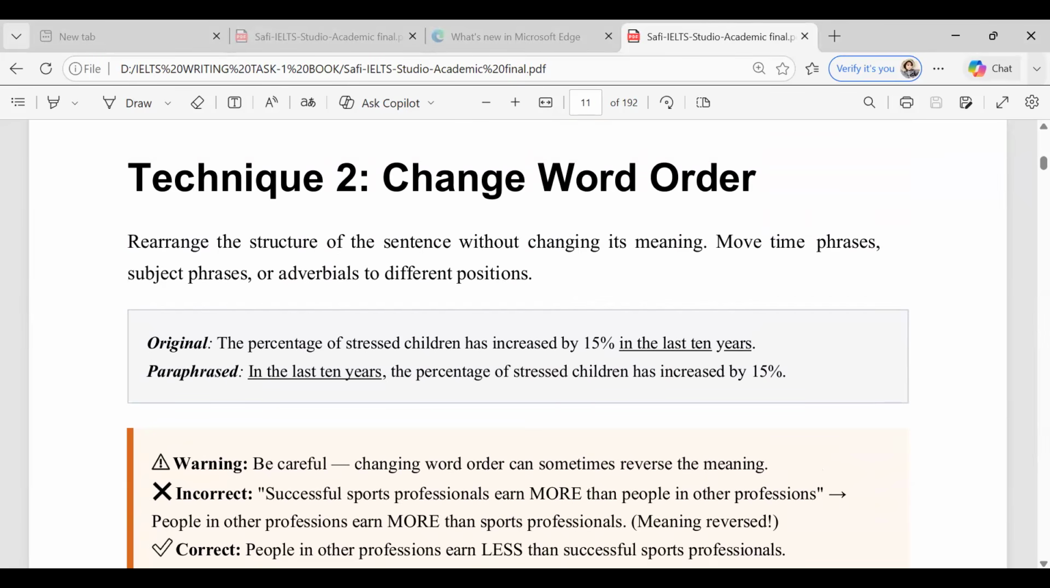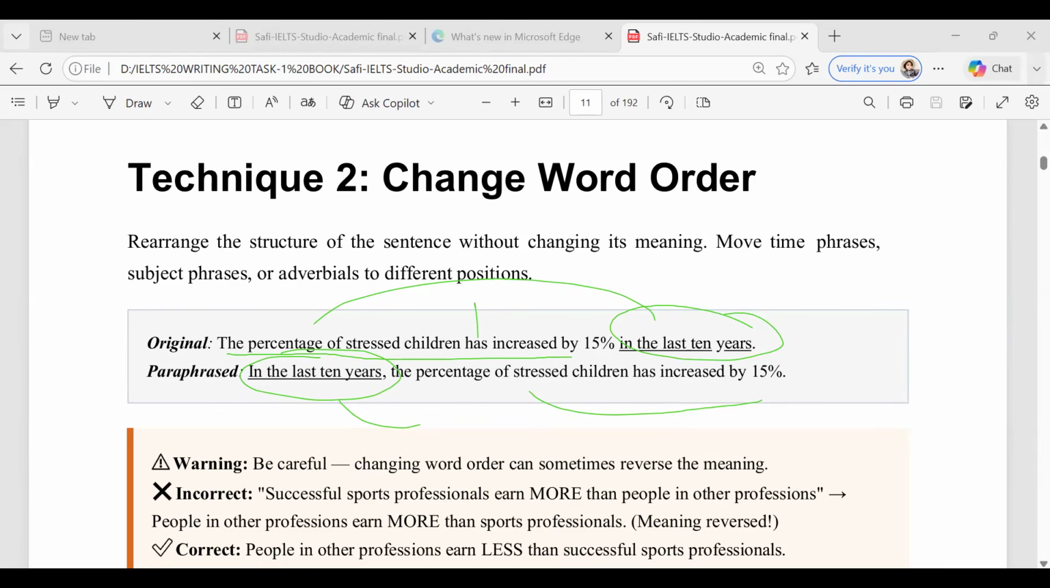What I mean by word order is, for example, you can change the place, clear? Rearrange the structure of the sentence without changing its meaning, move the time phrase, subject phrase, or adverbial to different positions. For example, we have said this is the original, by 15% in the last 10 years. Now, can you see I brought it to the beginning? So we use it in the beginning, and then we have used the same thing again. So this is called word order, you can bring some changes in your word order. Clear? If there are some clauses, you can even change the clause, or just bring some changes.